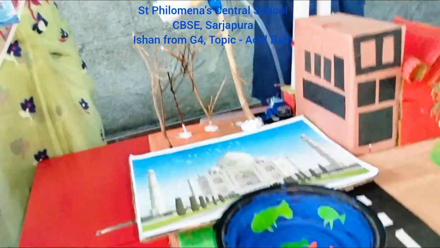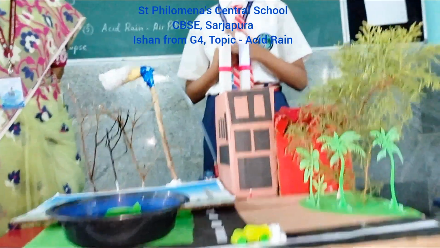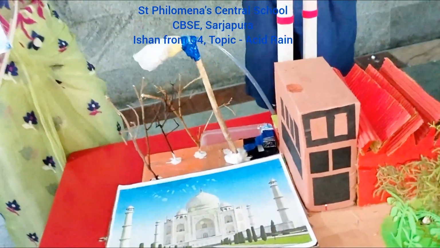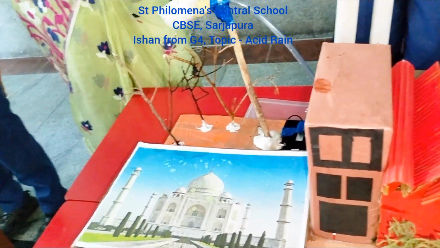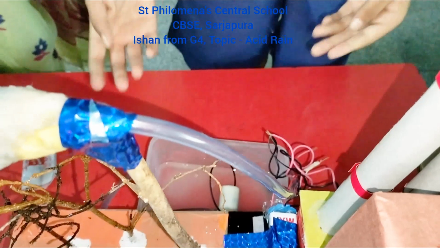Steps to reduce acid rain. Number 1. Use renewable energy instead of fossil fuels. Number 2. Reduce energy consumption of factories and companies. Number 3. Planting more trees. Here I have shown this.